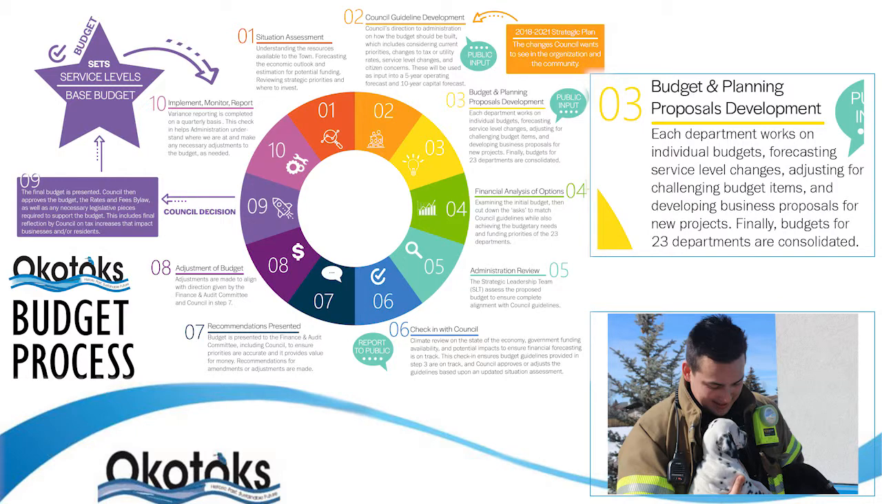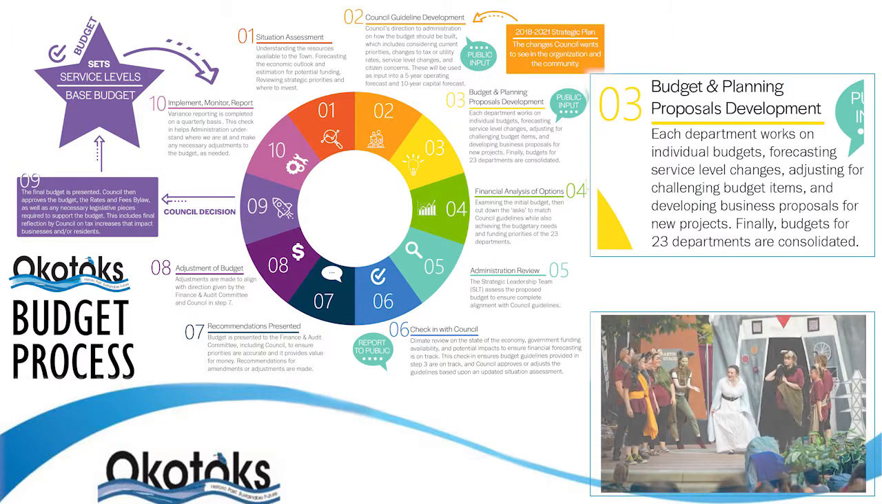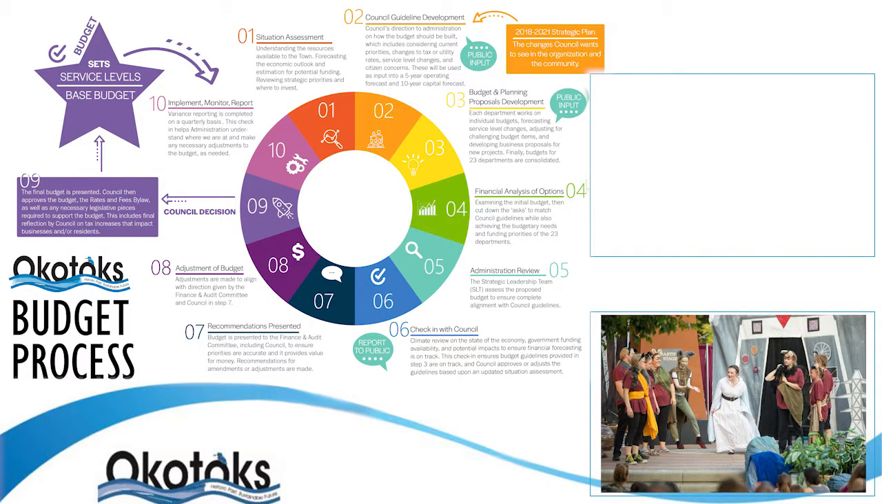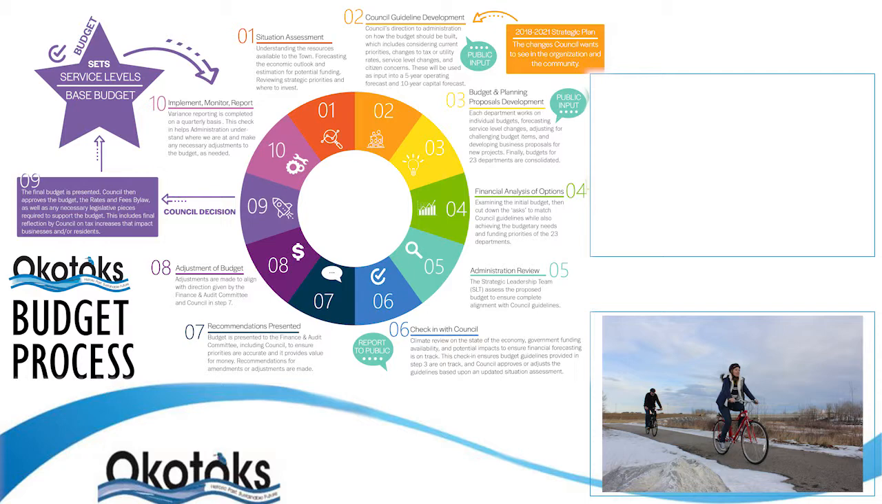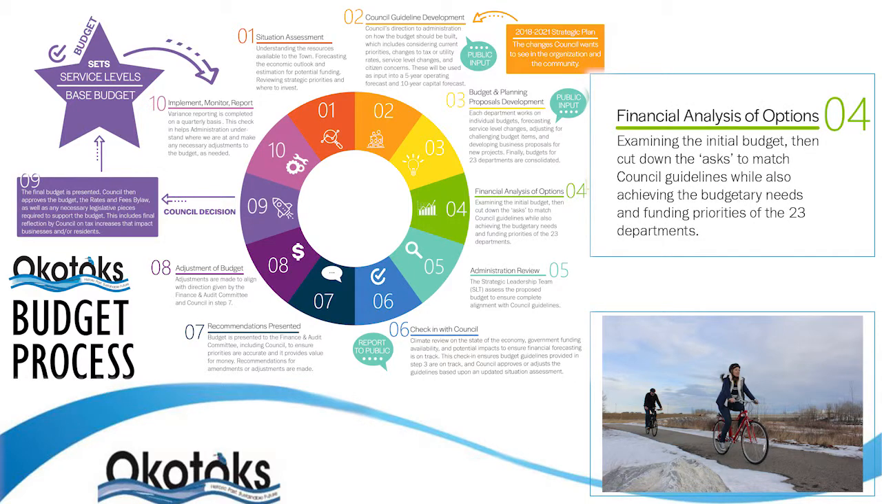Once administration completes step 3, the development of the planning proposals, they submit that, and that's where the roll-up occurs. We have 23 different business centers in the town, and from there we roll all those 23 bits of information together to produce a consolidated look. And that's where step 4 comes in, which is the financial analysis of options. What do we do there?